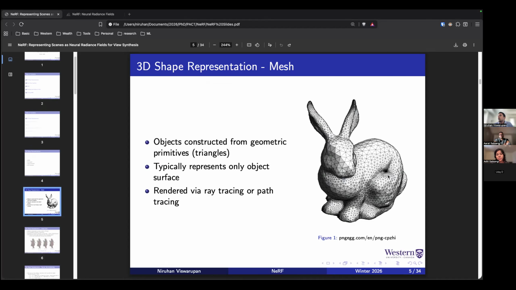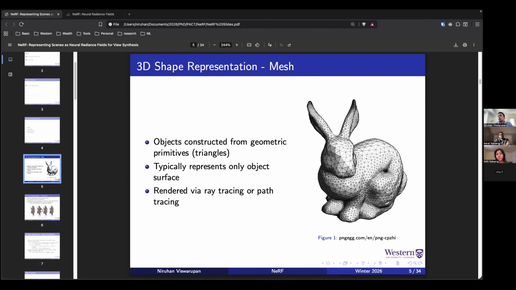So this is mesh. Then the next one, if you have any questions, just feel free to interrupt because we only have 4 people today. So I don't mind interruption. So you can interrupt and ask questions if you feel you don't understand anything.